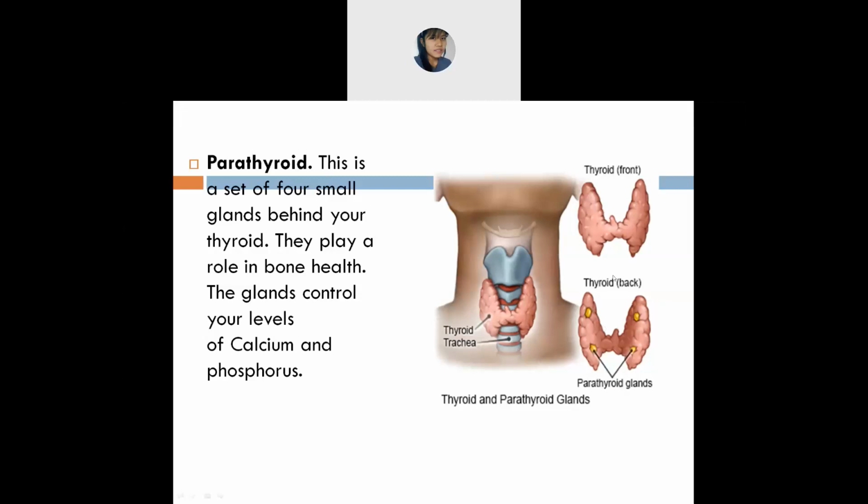Are you clear about parathyroid? The parathyroid glands you will find at the back of your thyroid, consisting of four glands: 1, 2, 3, 4. What is the function of these four glands? They will make your bone healthy, and also they will control the levels of calcium and phosphorus. Are you clear about the parathyroid gland? Any doubt?